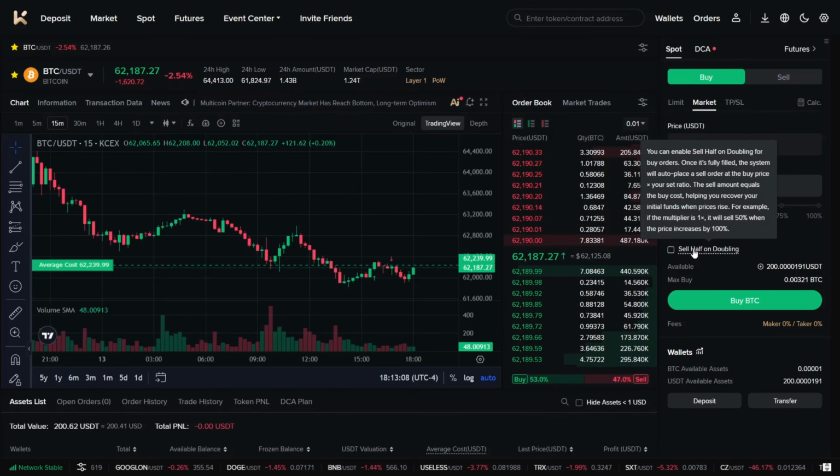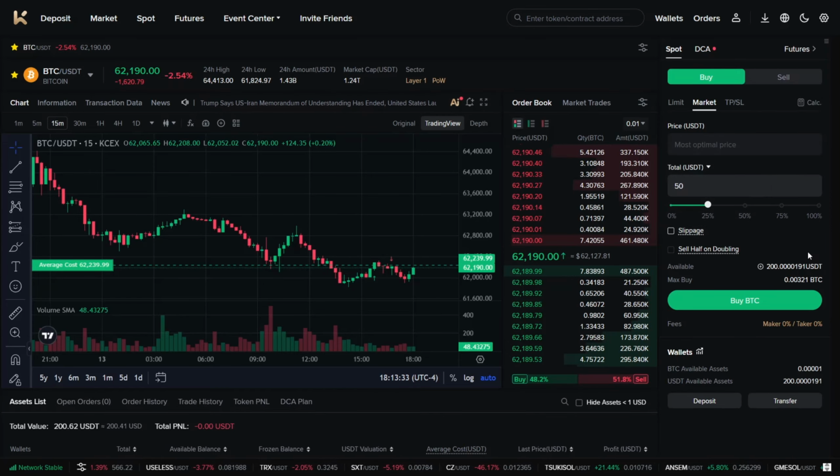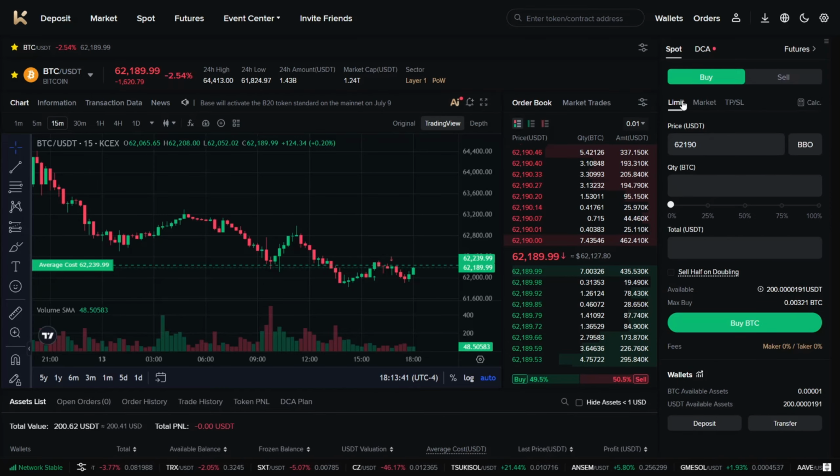And then sell half on doubling can automatically create a future sell after the buy fills. With the one-time setting, KCEX would sell half if the price doubles, helping recover your original investment. I'm going to leave this off because after this, we're going to create our own exit plan with a take profit and stop loss. The next type of order we have is a limit order.